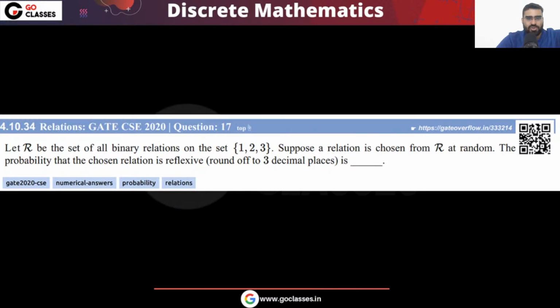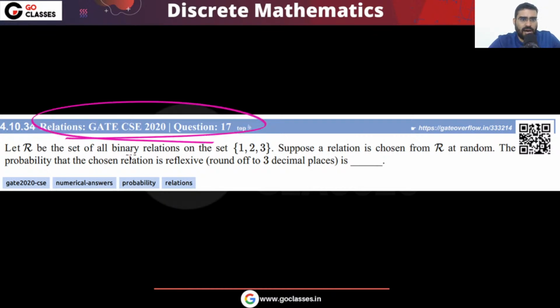Okay. Anyway, so let's move on now. Tell me the answer for this question. We have seen counting the number of relations. So this is a GATE 2020 question. The question is saying that R is the set of all binary relations on a set. So what is the cardinality of R?